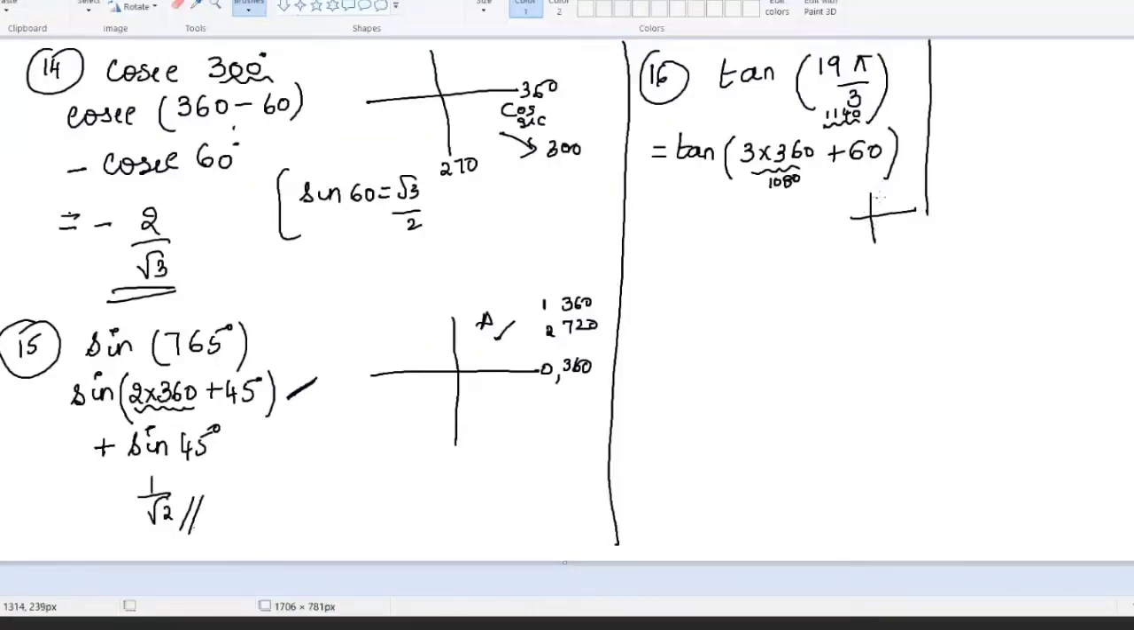Yes, correct. You can also work it out 60 into 19. You will get the same answer. Yes, it's one and the same. Okay, so here 360 plus means going to the first quadrant. All are positive. So your answer is tan 60. It lies on the sleeping line, and therefore tan 60 is root 3. Okay, so root 3 is your answer.